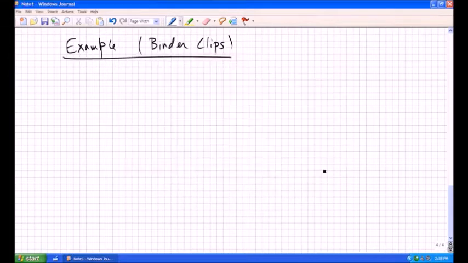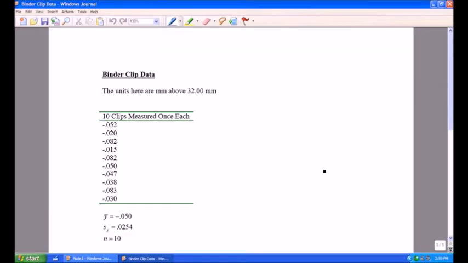So here's the binder clip data set that we looked at in module 2, and I will remind you that I measured 10 binder clips once each, and that produced those summary statistics. Okay, and in particular, the thing that I want to concentrate on at the moment is that standard deviation.